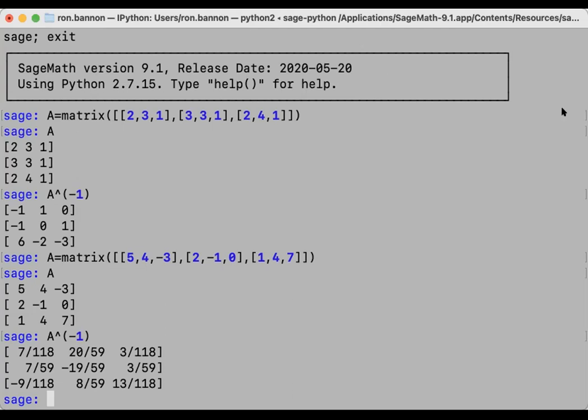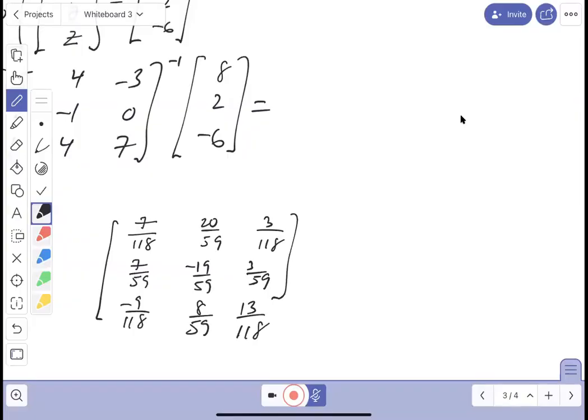I'm going to go back to my notes. Just give it a moment. What I noticed is I don't like the fraction. So I'm going to factor out, which might seem crazy to you, 1 over 118. Now, what would that give me? 7, 40, 3. Yeah, they're nasty. No doubt about it. But the fraction was nastier.